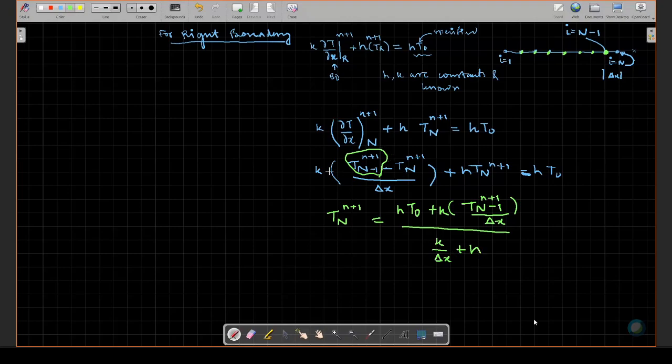So what we did is, this k del t del x, we brought it here. We combined this k delta x plus h and commonly took T n plus 1, and that coefficient was here, so we brought it here and put it here.